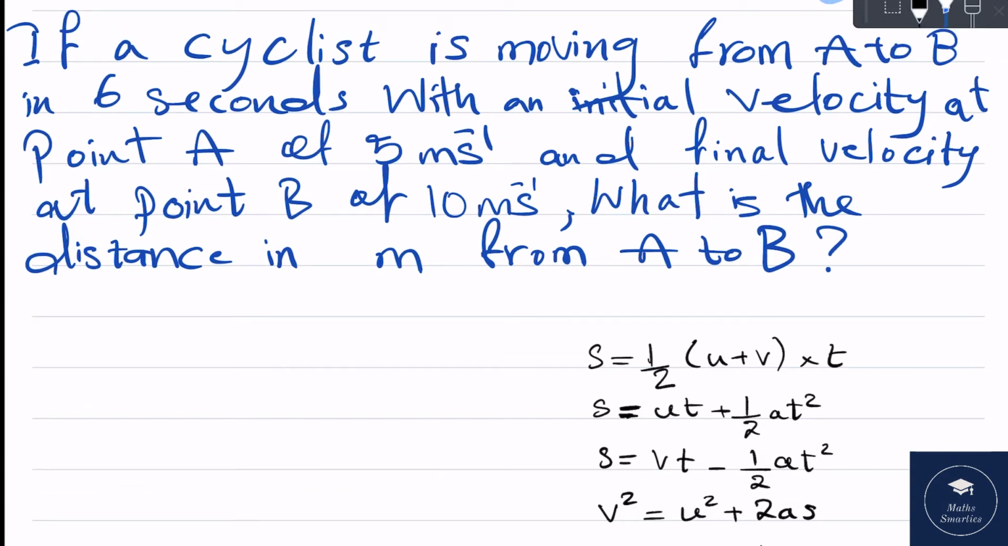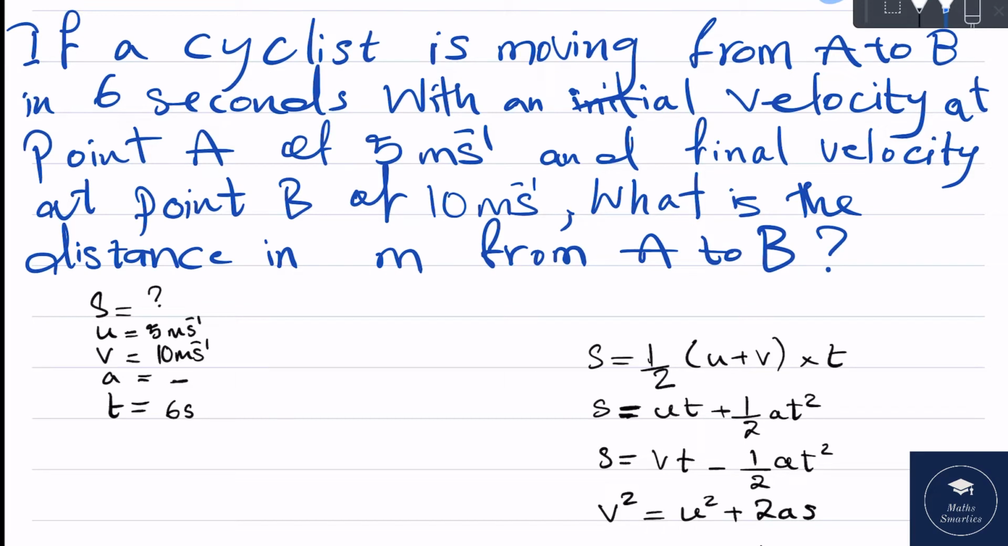Now we have a cyclist moving from A to B in 6 seconds. Whenever we have a SUVAT question, we write out SUVAT to make it clear what variables and values we have, and what we need to find out. First of all, we have 6 seconds, an initial velocity at point A of 5 meters per second and a final velocity at B of 10 meters per second. What is the distance in meters from A to B? That's what we're trying to find. We do not need acceleration.